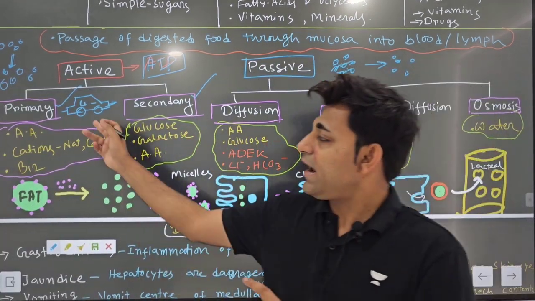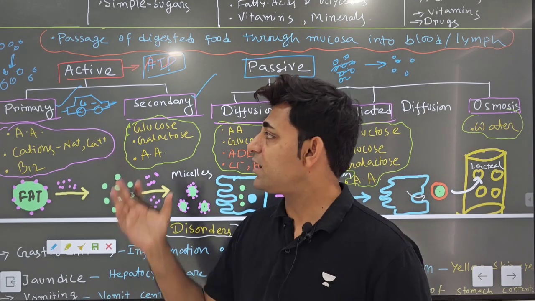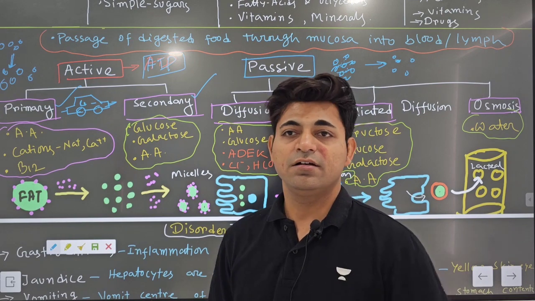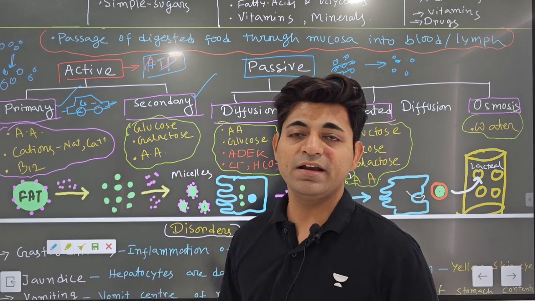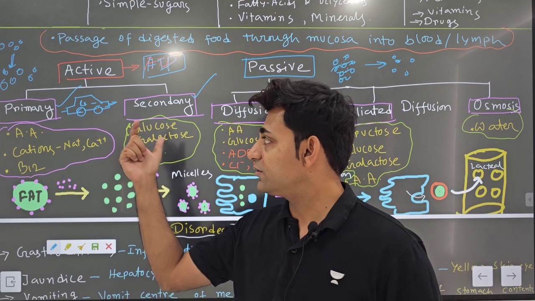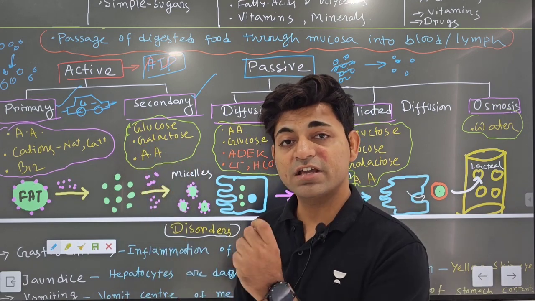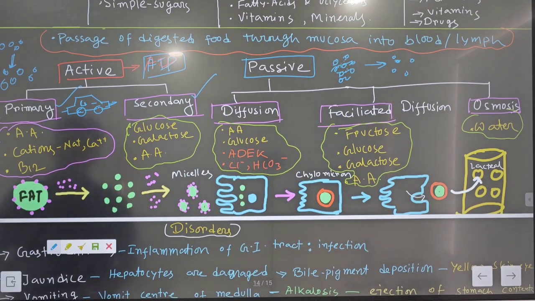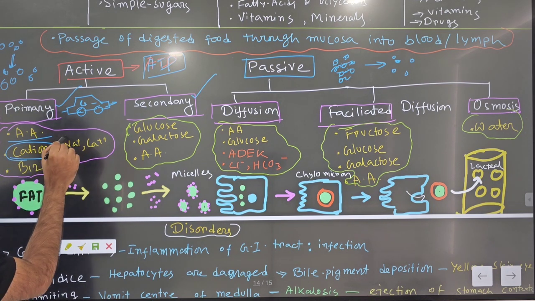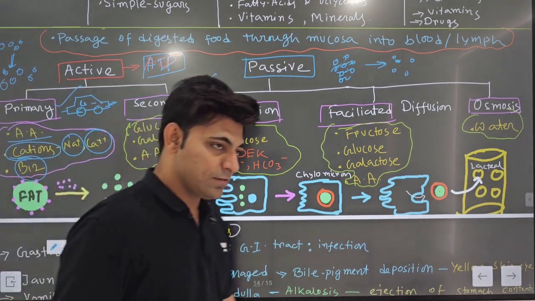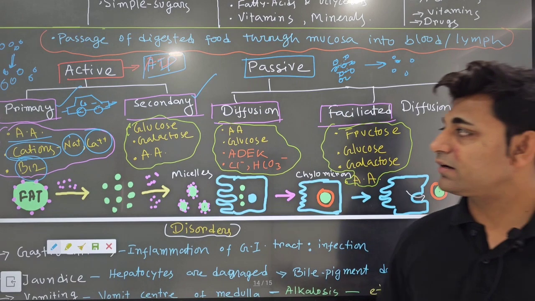Now your friend has a car. This car is not your car, but if you give some money for sharing the fuel cost, then your friend allows you to come with him or her in this car. That is called secondary active transport. Primary active transport will be followed by amino acid, cations like sodium ion and calcium ion, and vitamin B12.